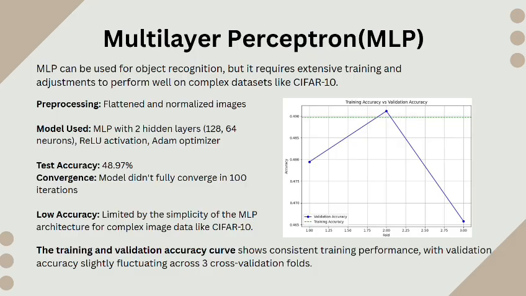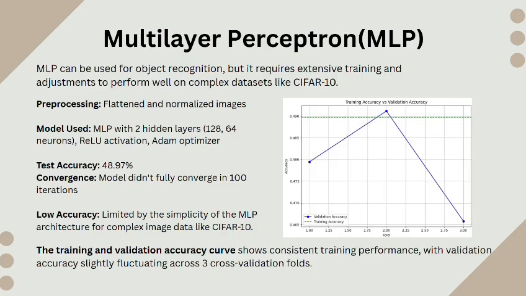We implemented a multi-layer perceptron with 2 hidden layers of 128 and 64 neurons using ReLU and Adam Optimizer. Images were flattened and normalized. We achieved a test accuracy of 48.97%, but the model didn't fully converge in 100 iterations. The training curve showed stable learning while validation accuracy slightly fluctuated across folds.